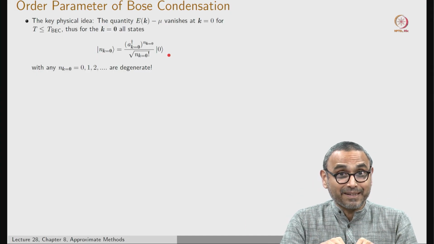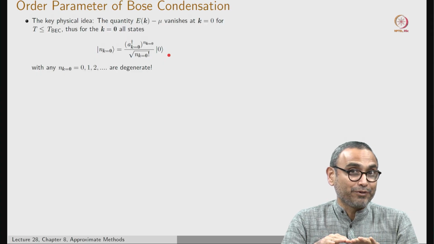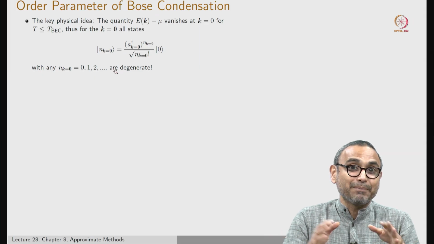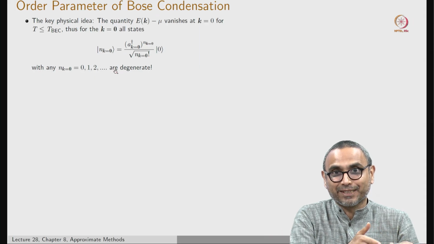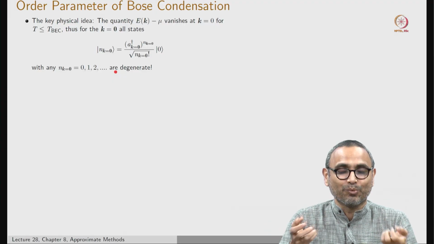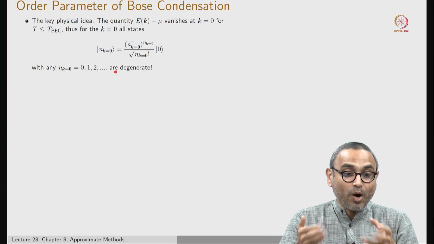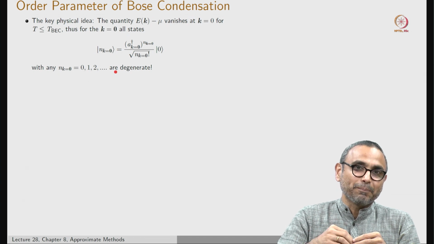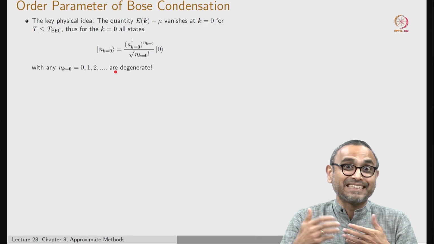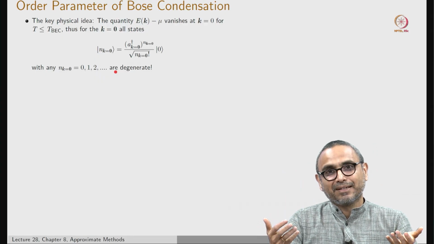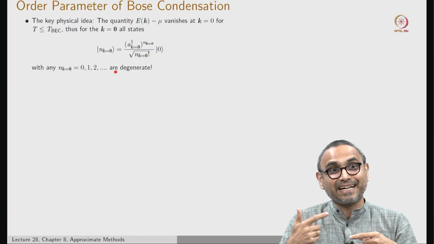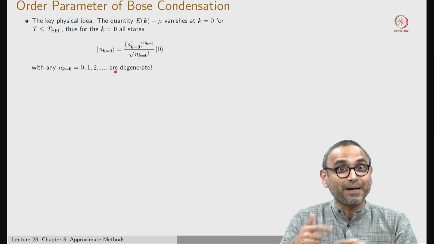Now remarkably, if you have mu fixed at 0, then all these states have the same energy, as you saw in the Hamiltonian that we wrote down. They are all 0 energy states. So what this means is that the state with 0 particles, 1 particle, 2 particles, any number of particles is degenerate. So the system chooses to linearly combine degenerate states with different particle numbers.